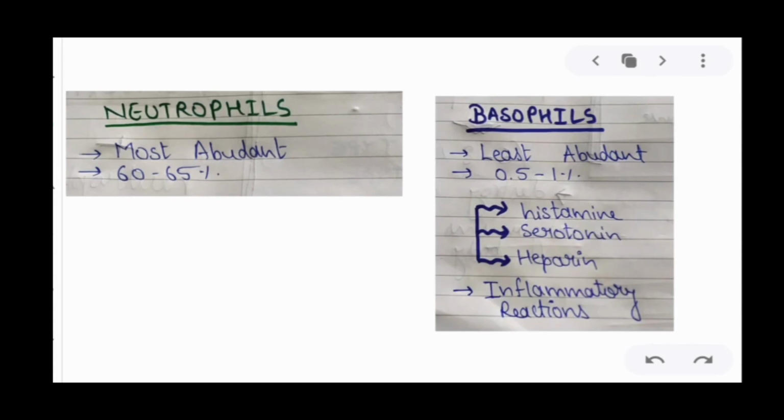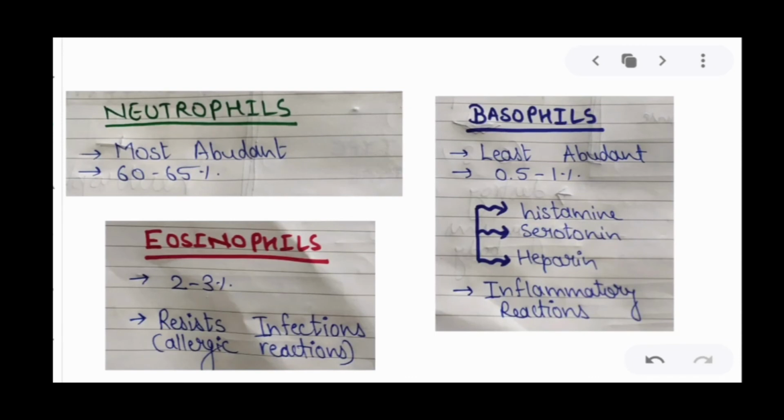And the basophils contain histamine, serotonin and heparin, and they show the inflammatory reactions. So the main function of the basophils is inflammation of the body whenever required during the invasion of the pathogens. And the third is the eosinophils, which are in the medium range, that is 2 to 3%, and the main function is infection resistance, that is the allergic reactions. They cause the allergic reactions and they resist the infections. So these three come under the granulocytes.